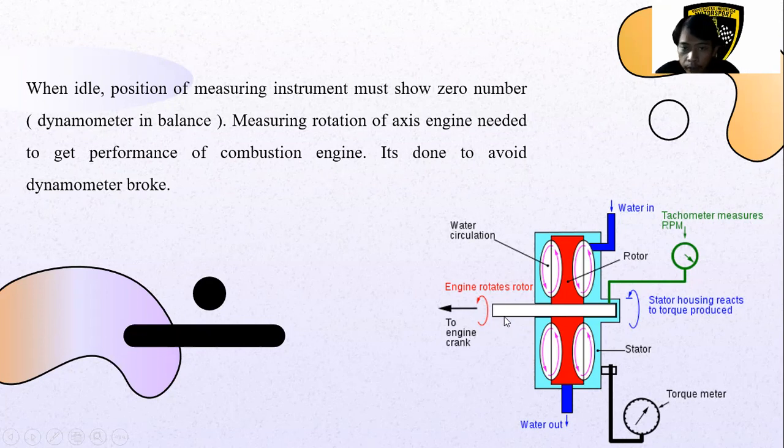To engine crank, water in and water out, stator, rotor, and stator housing rack to torque product, and torque meter, and tachometer measure RPM.